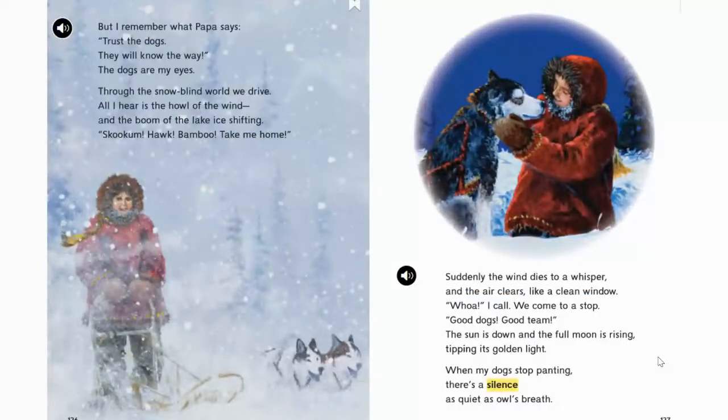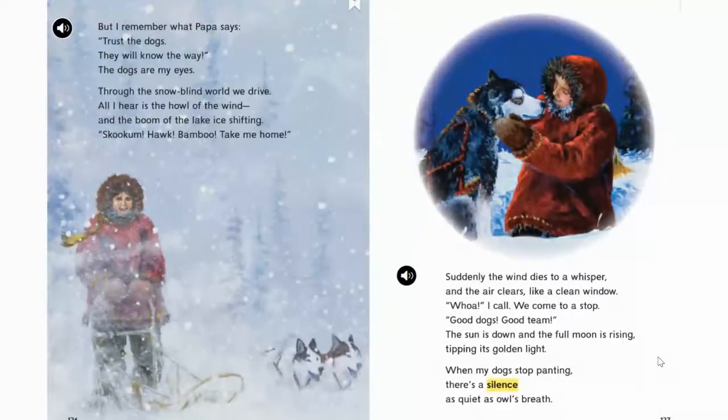So as the storm rages on, she gets nervous, but she remembers what her papa says. Trust the dogs. They will know the way. The dogs are my eyes. So she's afraid, but she remembers, don't worry. Trust the dogs. They will get us home.